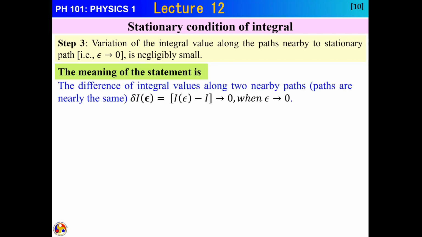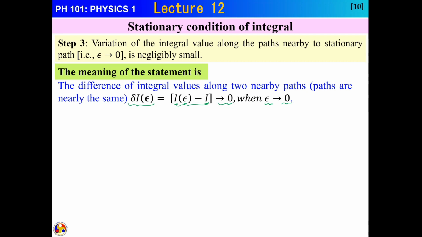In the sense, if I have an original integral path and I take another path which is ordered with these small psi values, and the difference between these two, given as delta of I of psi, should tend to 0 when my psi is approaching 0, then I will always reach the stationary path which is my system going to exhibit.